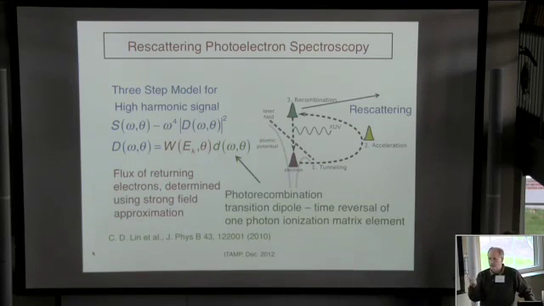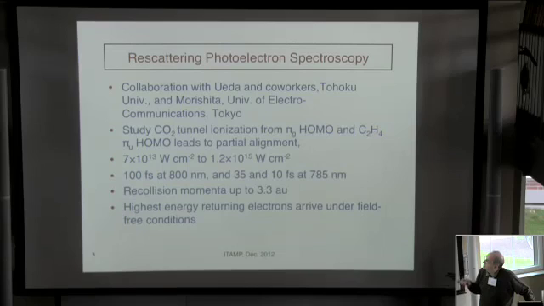this first step, the tunnel ionization, actually depends on the molecular orbital you're coming out of. So you can get some partial alignment based on which direction the orbital is pointed. Okay, and so we looked at CO2, the pi g orbital, and C2H4 from the pi u.